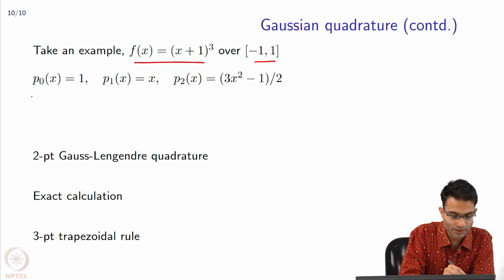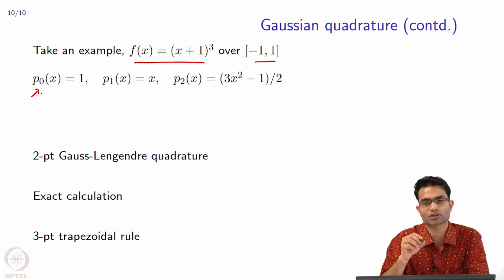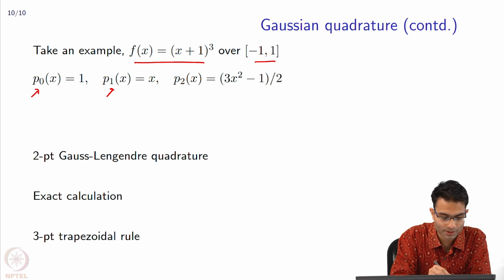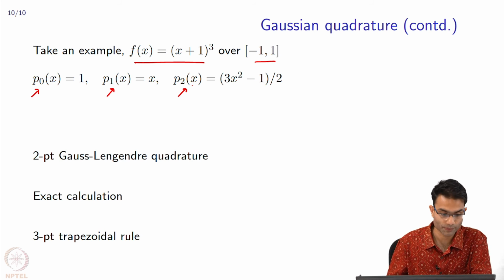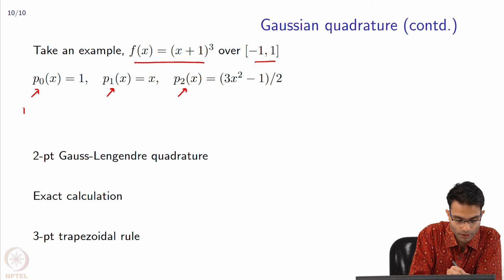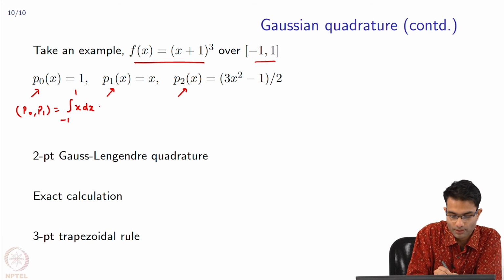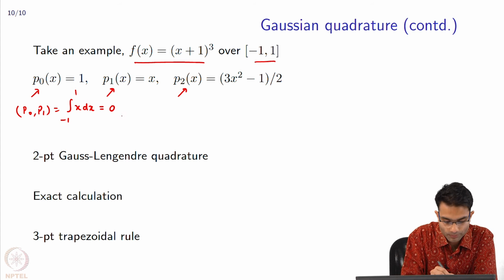So, for example, this is the first Legendre polynomial, P0, this is the second, P1, and this is P2. To test our understanding, let us see if they are orthogonal to each other. If I take the inner product of P0 and P1, what do I get? Integral from minus 1 to 1 of x dx, and you can see that this is going to be 0.